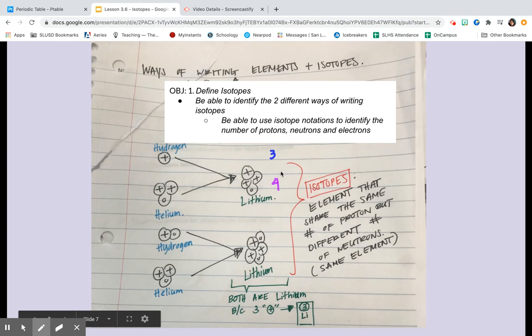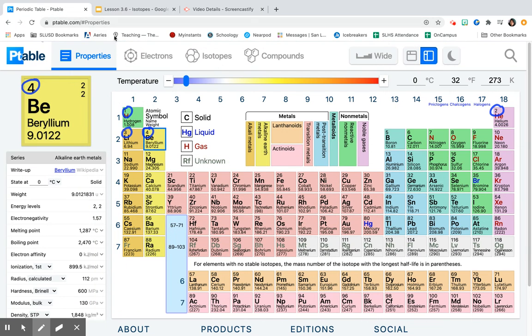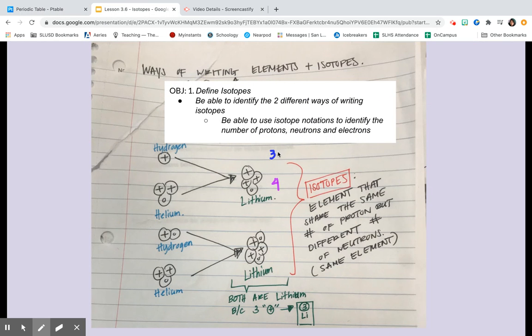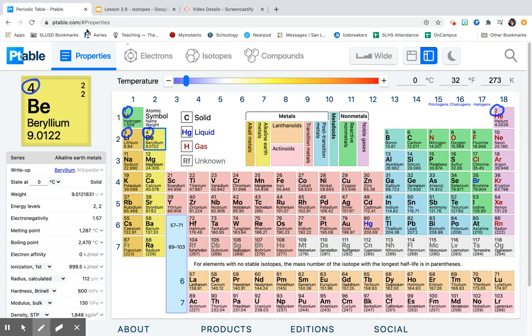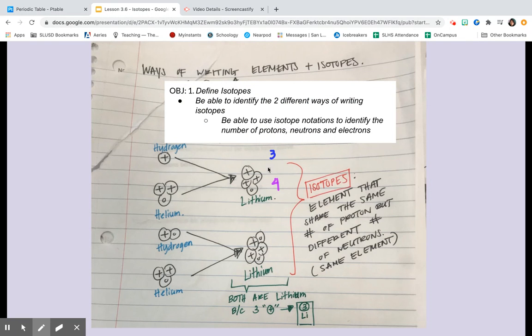I know this is going to be lithium because the top number is 3 here and the top number is 3 here. So I match them. Third one is Li, or lithium. So this is lithium. And for this one, if these two crash into each other, 1 proton plus 2 protons will still give me 3 protons. So this is still Li.